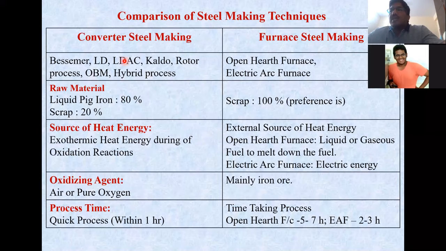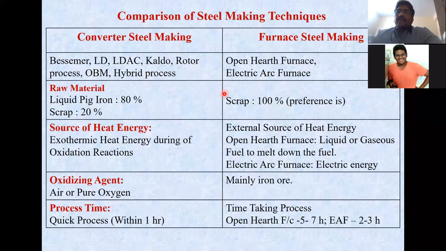The classic examples of the processes we have seen are the Bessemer process, LD, LDAC, Calado, the rotary process, oxygen bottom blown, and hybrid process. These are all the processes we have seen already. The coming unit will consist of the open hearth furnace as well as the electric arc furnace. These are the two things that we are going to study under unit 3.